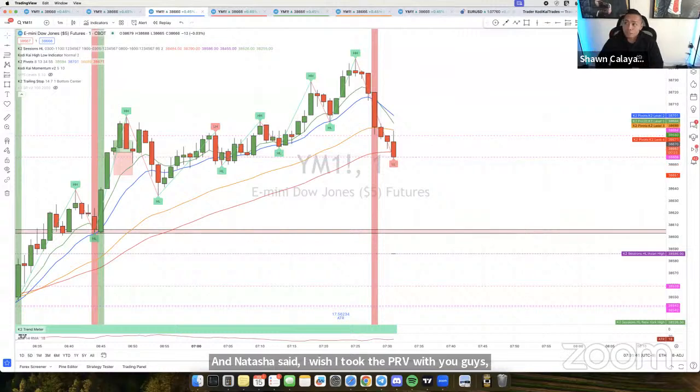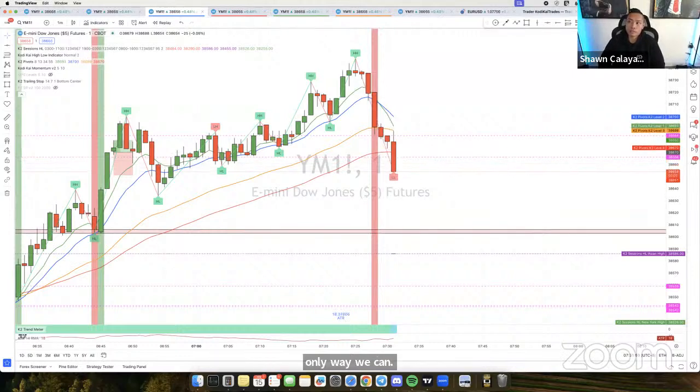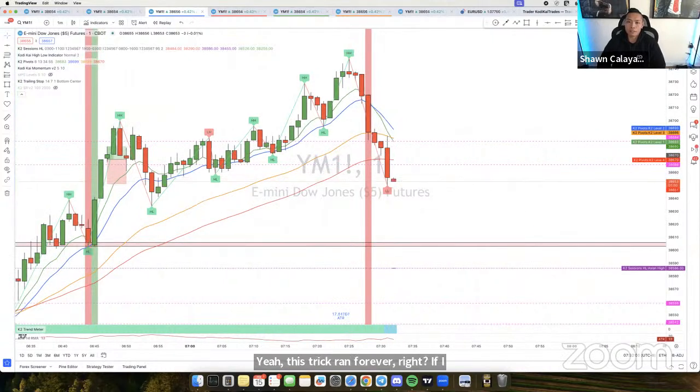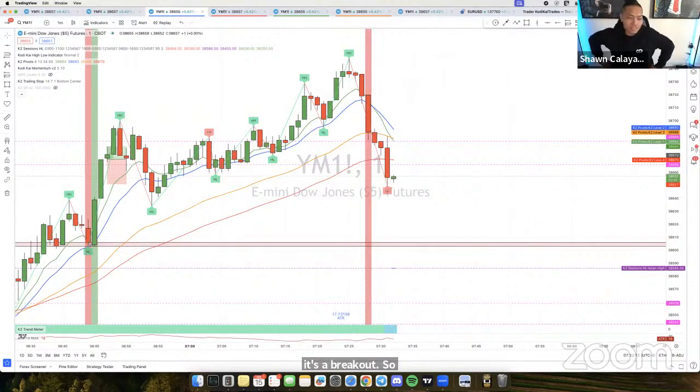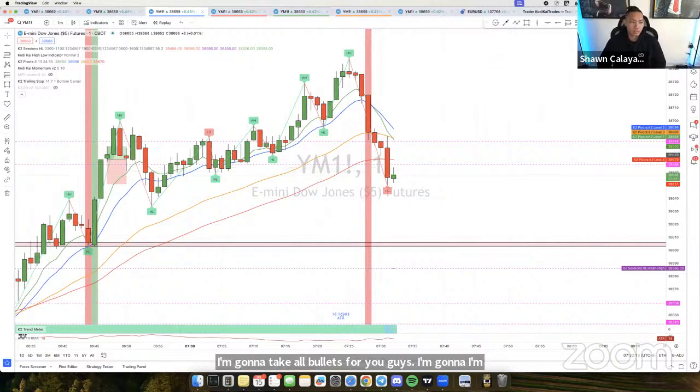Yeah, today's entry was kind of tricky, but again, like I was saying, I just got to take every entry. You guys can sit out of it if you like, but I just got to take every trade, because that's the only way we can remember how this entry came up. Now when we review this trade during the mentoring session, I can tell you guys, this trade ran forever. If I wasn't in the position, I wouldn't feel the stress of having to hold on to a position for like 11 minutes when it's a breakout. So I'm going to take all the bullets for you guys. I'm going to take all the risk and just play it through.